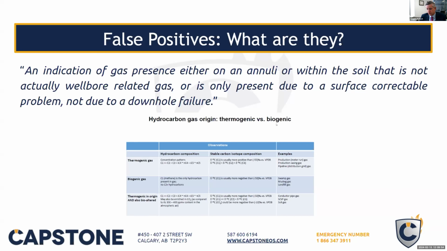I put this little snippet out of one of our lab partners' reports, and it's explaining the difference between thermogenic and biogenic gas. Again, in that area of northern Alberta, where it's an ongoing problem, biogenic gas is something we deal with pretty regularly. You have really high organic compounds in the soil, they're decomposing and they're creating biogenic gas instead of thermogenic gas.